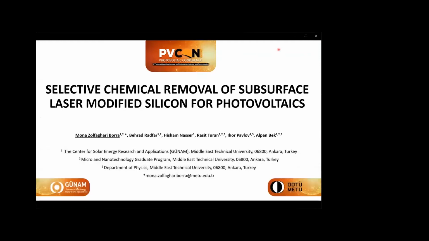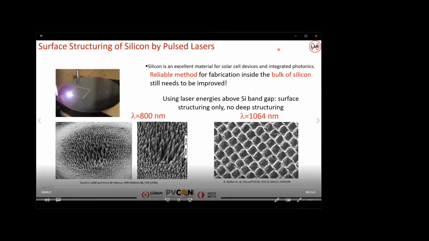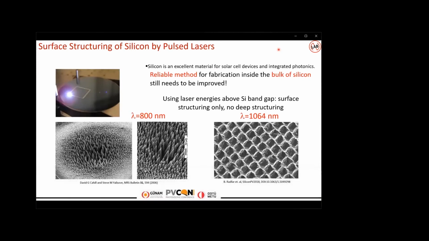Hello everyone, I'm Mona Bora from METU. My topic of presentation is selective chemical removal of subsurface laser modified silicon for photovoltaics application. Silicon is an important material in modern society, which has a variety of applications in the field of electronics and photovoltaics. Surface laser processing is a well-established technology used in many applications like edge isolation, surface microstructure fabrication, and surface texturing for light trapping purposes.